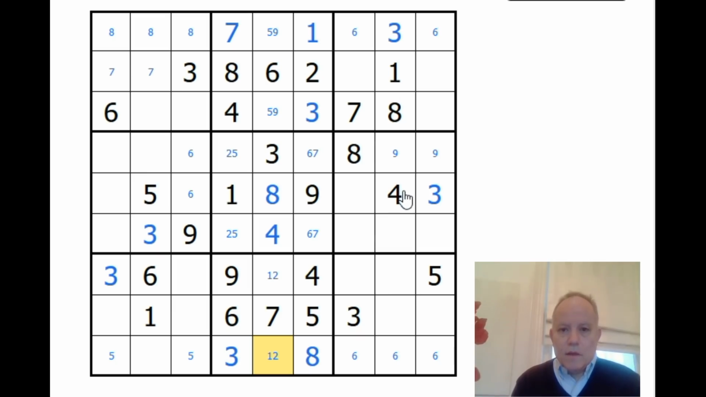Now 5s are restricted there. 1s, no. 7, 3, 6, 8. 1s. Oh, 1 goes straight in there. Well done if you were spotting that before me. 6, 3, 1. Is that helpful as well?